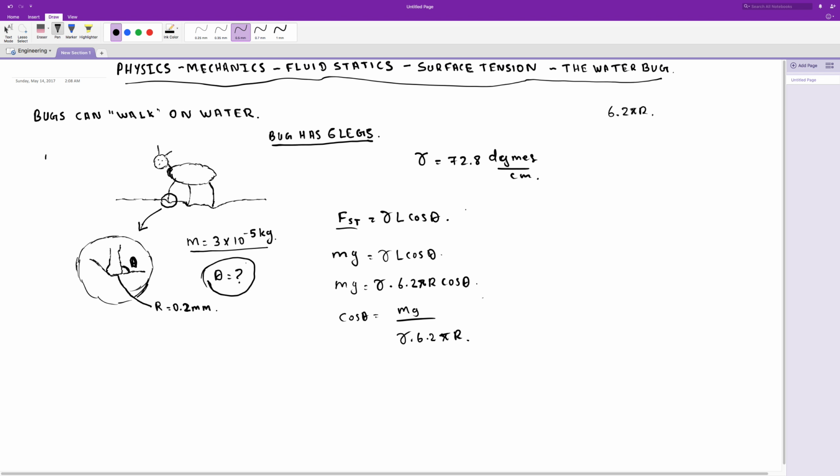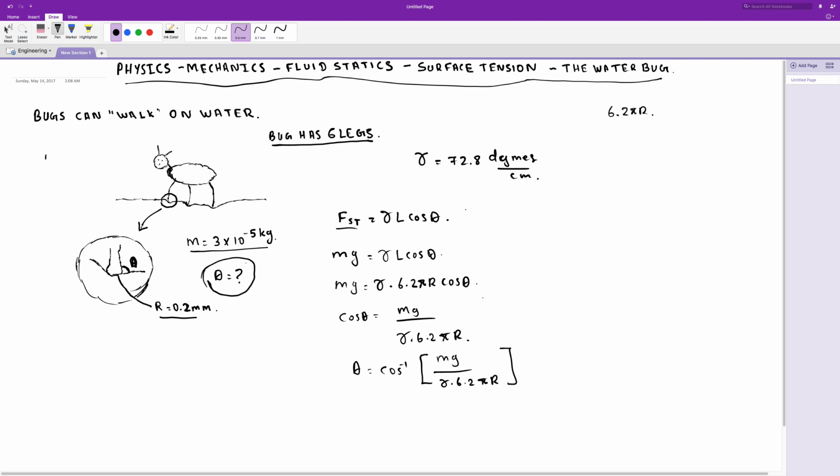Cos theta is equal to mg over gamma times 6 times 2 pi r. So we have to find the theta. Theta is equal to cos inverse of mg over gamma times 6 times 2 pi r. So this is the equation. Now we have all the values. We have the mass right here. We know that g is 9.81 and gamma is also here, and then we have the radius also right here.